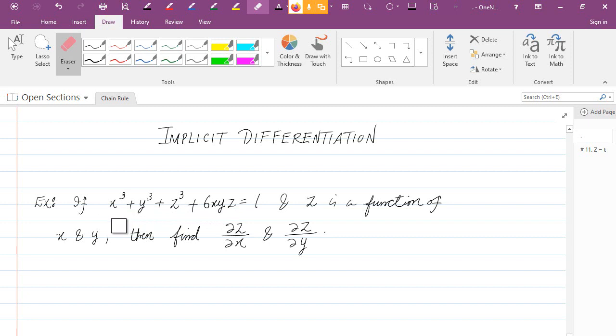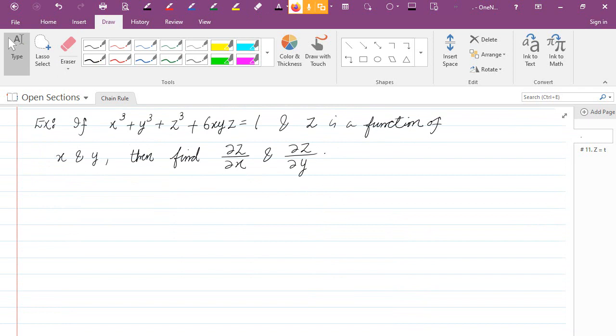So the question is, how do I find the partial derivative of z with respect to x and y? We do pretty much what we did in calculus 1. So let me write the equation again. I have x cubed plus y cubed plus z cubed plus 6xyz is equal to 1.